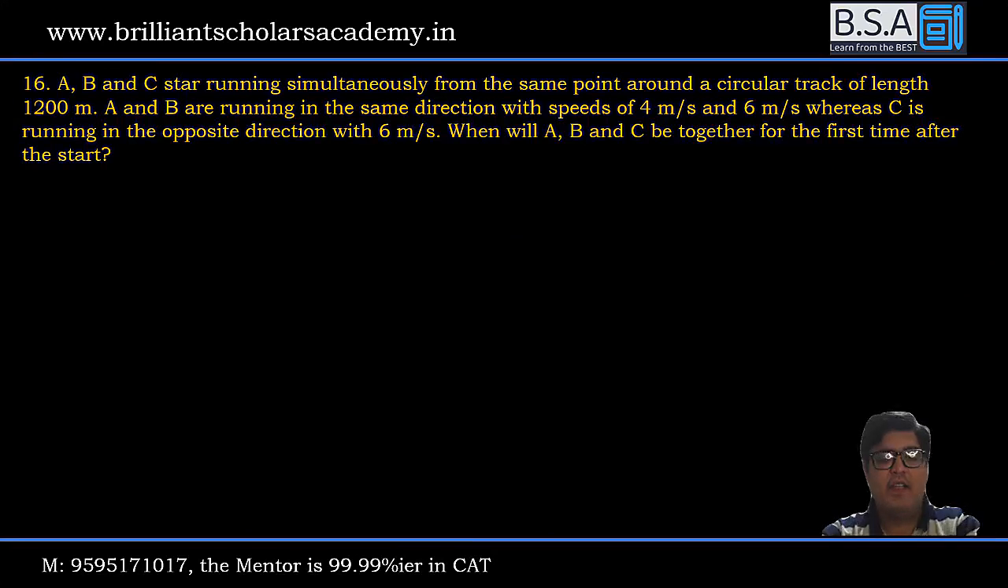A, B, and C start running simultaneously from the same point around a circular track of length 1200 meters. A and B are running in the same direction with speeds of 4 and 6, whereas C is running in the opposite direction with a speed of 6 meters per second.